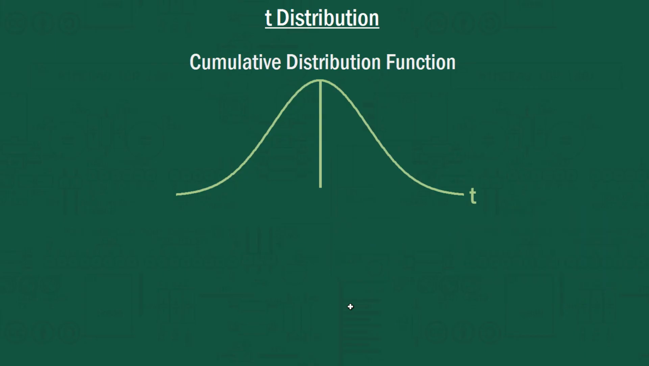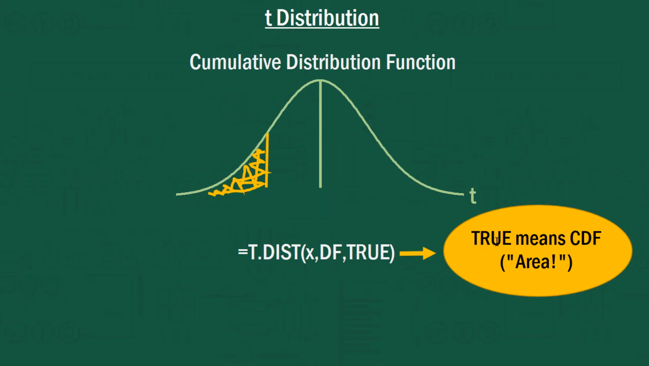Now, more likely, you're going to be using the cumulative distribution function, which is not so much the height of a given point, but the area to the left of a particular point. In other words, how much of the distribution has elapsed at a particular point here. So if we were to try to find the cumulative distribution function at this point, we could use t.dist again, providing the function with the value of x, which would be this number here. It might be minus 1.8 or something. The number of degrees of freedom, and we say true here, which tells Excel that we want the CDF, in other words, the area to the left of this particular point.